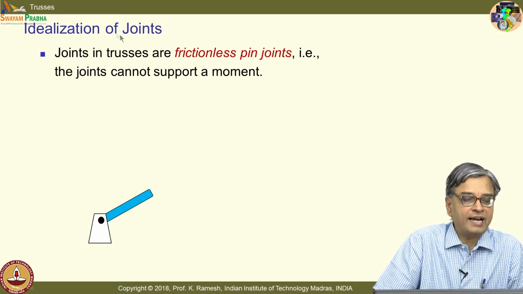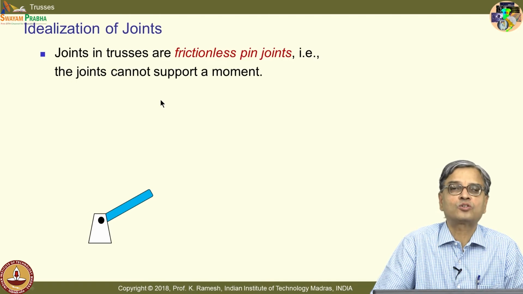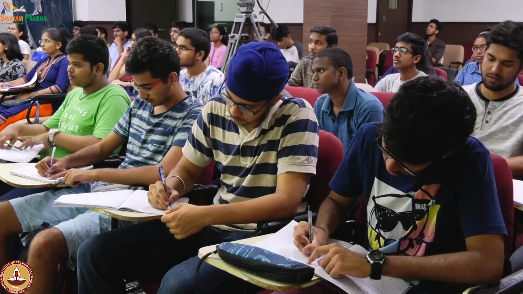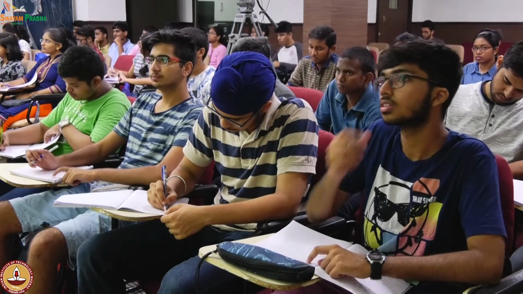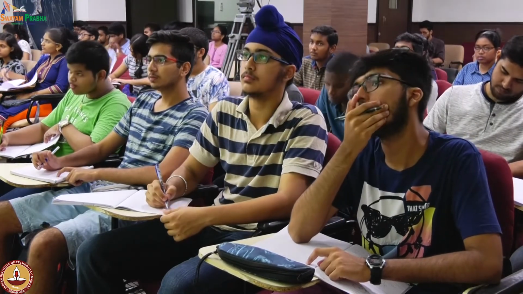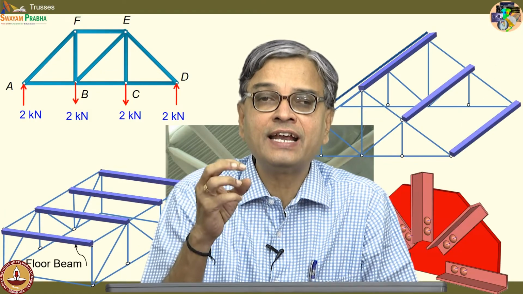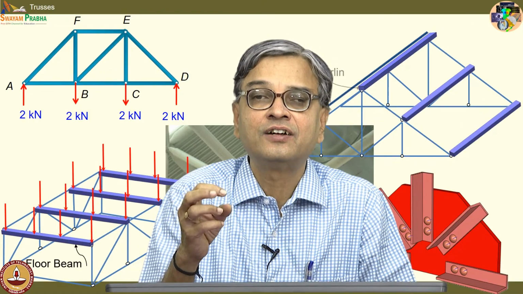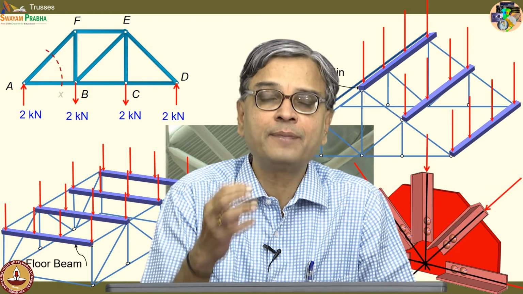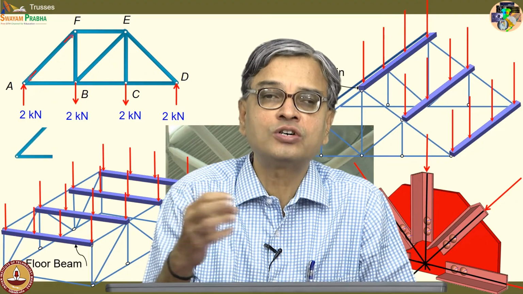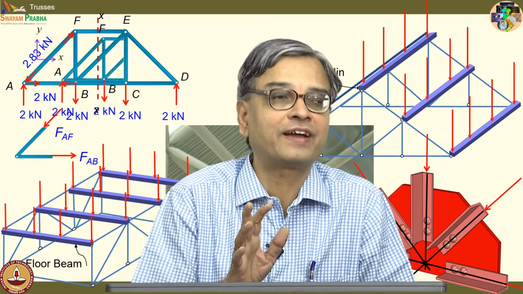And how do you idealize a joint in a truss? I have been telling you in this course, we have physical systems, we idealize them in a particular way for us to solve. The challenge lies in how you idealize it correctly when you are faced with a physical system. For a given application, depending on the loads and various other considerations, your idealization may be justified.